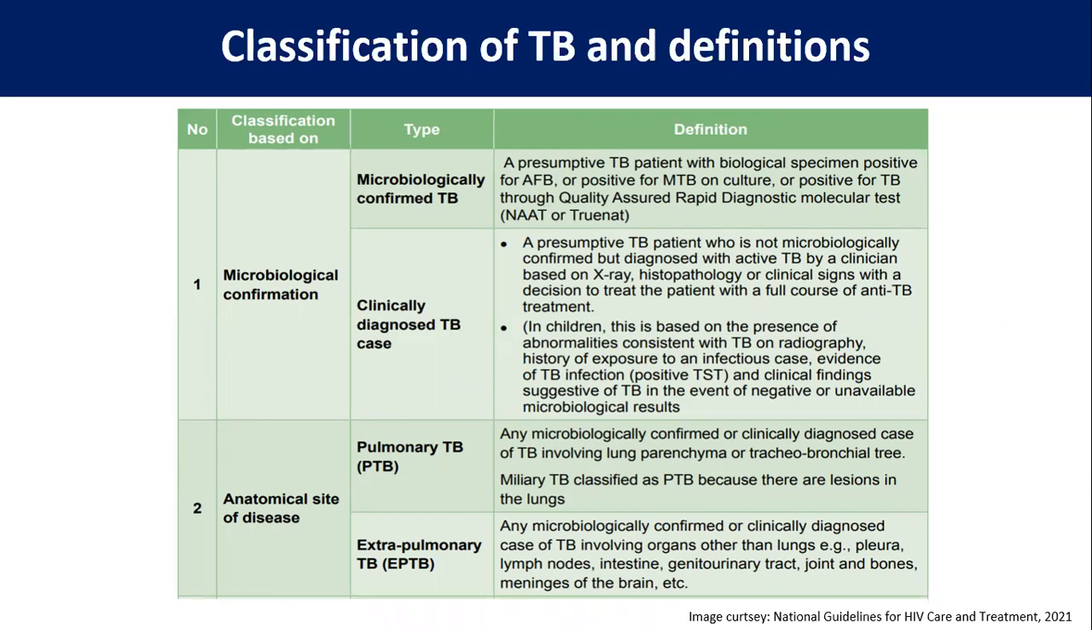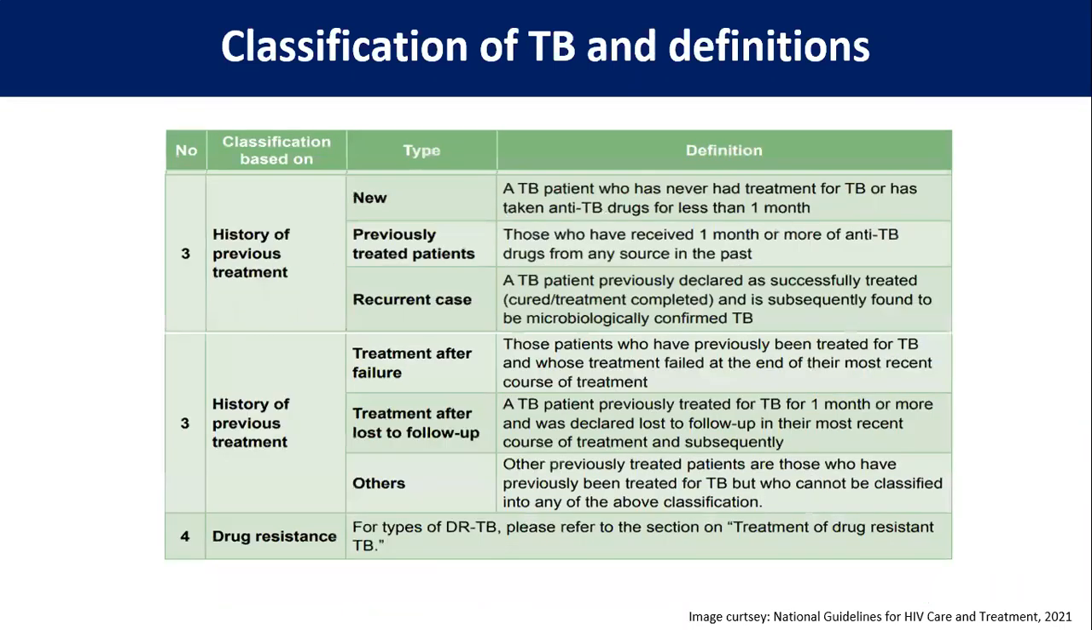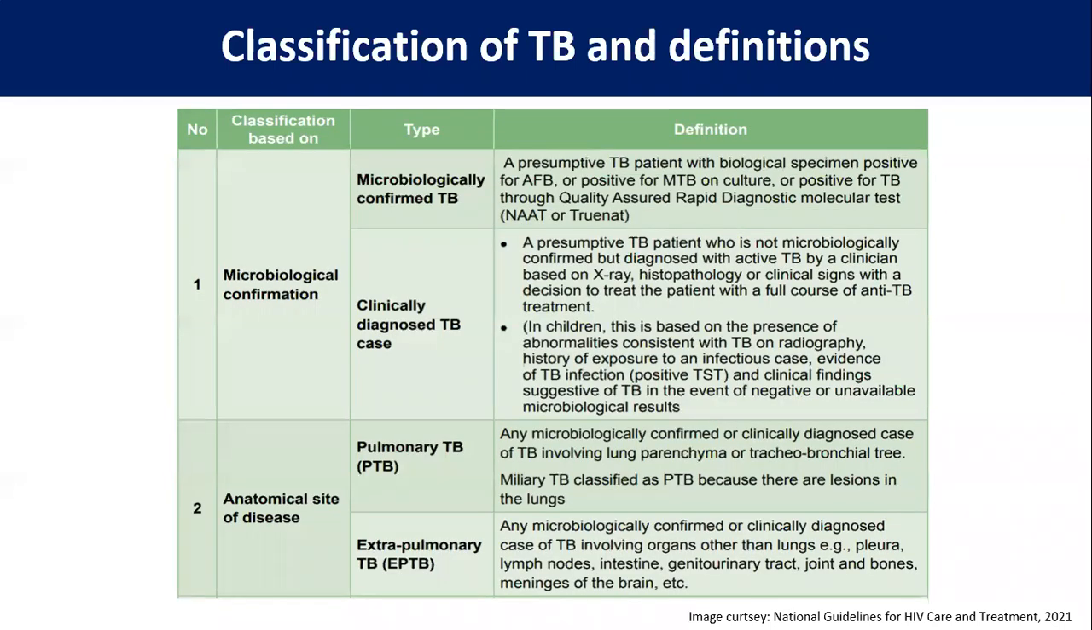Now, on the basis of the anatomical site of involvement, tuberculosis can be divided into pulmonary tuberculosis if it infects the lung parenchyma or the tracheobronchial tree. And any tuberculosis which doesn't involve the lung parenchyma or tracheobronchial tree is considered as EPTB. So in EPTB, one important thing is that the pleura and pleural effusion, though they are in the chest, are considered as EPTB because they are neither parenchyma nor the tracheobronchial tree.